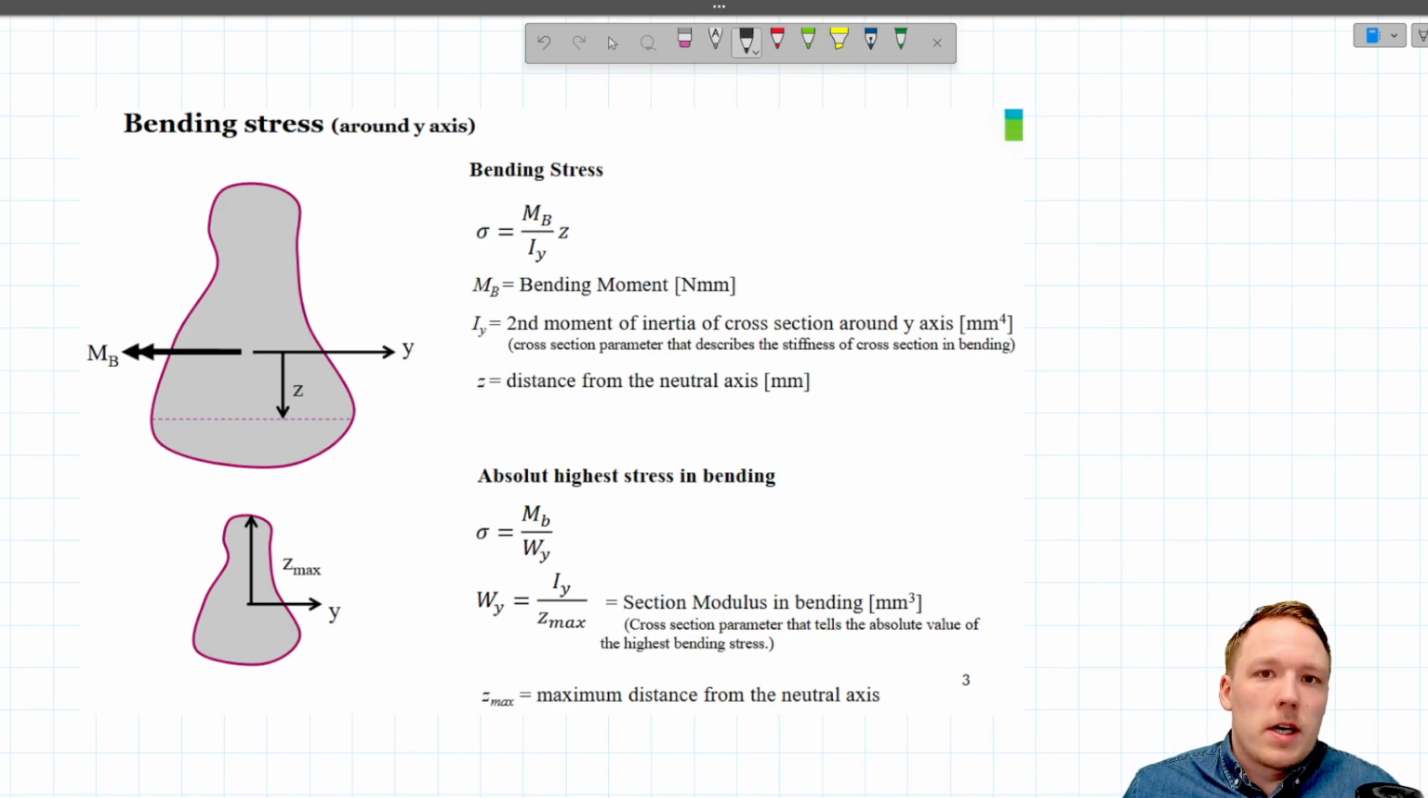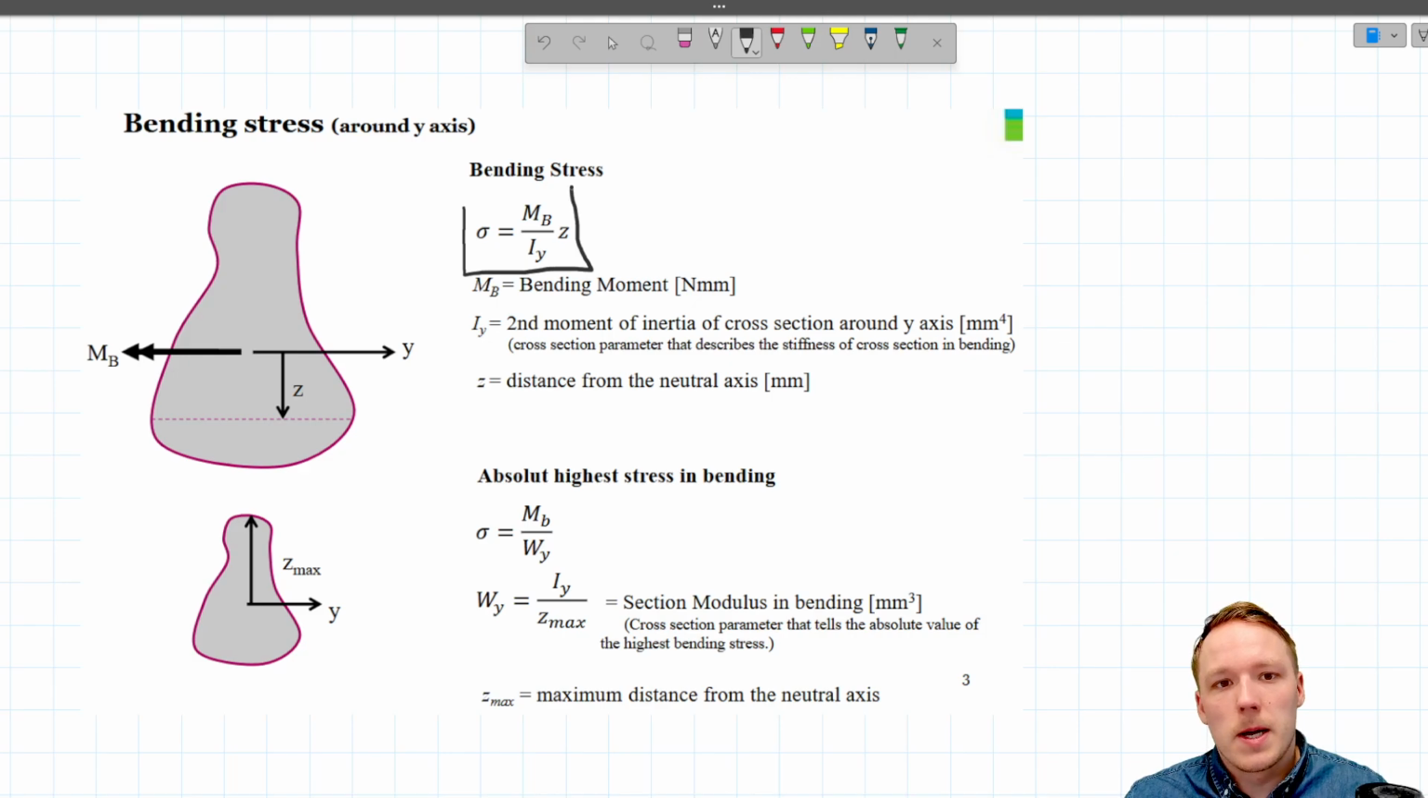Quite often we are interested in calculating the stresses in such scenarios for those profiles, and for calculating the stresses we use these equations which we have been using before. The equation looks very similar to the previous equations. We have here the bending moment. This is the internal bending moment of the profile. Here we have the second moment of inertia for the cross section. Units are millimeter to the power of 4. And this here, the z, is the distance from the neutral axis in millimeters.